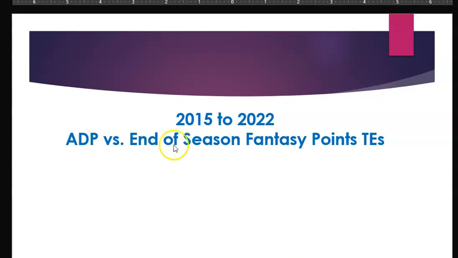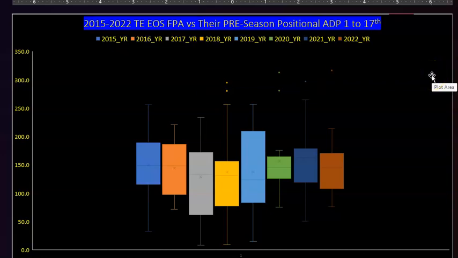But let's start. The first thing I like to do is take a look at the preseason ADP groupings, in this case, the first tight end to the 17th, and then the so-called EOS, end of season fantasy point average. So I take those 17, figure out the fantasy points they scored per year, and then use a box and whisker to see the population here.